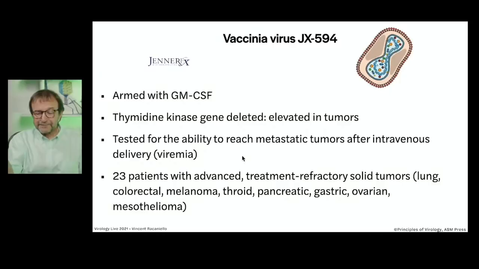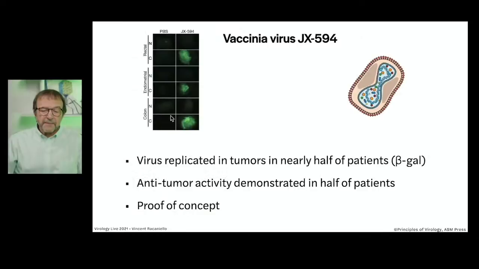And so they took 23 patients with all sorts of advanced treatment refractory tumors of different tissues, and they gave them this intravenously. And here is a stain showing presence of the vector. So these patients on the left were given PBS, the control, and on the right, the vaccinia virus. And you can see colorectal cancer picked up the vector, endometrial cancer, colon cancer here. And so the virus was able to replicate in half of the tumors of the patients, and half of them had anti-tumor activity. So it's a proof of concept idea that you could design a vector to be given in the blood and it would reach the tumor.